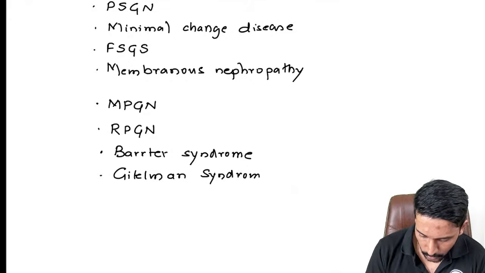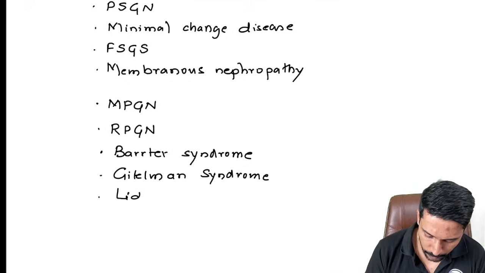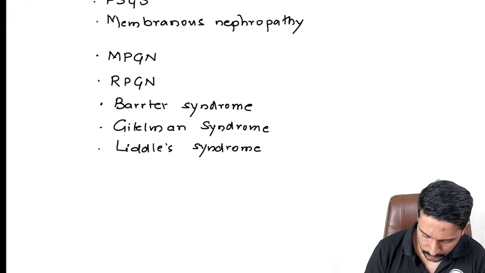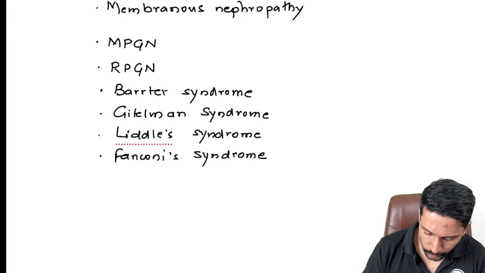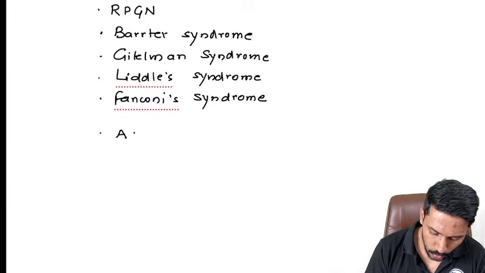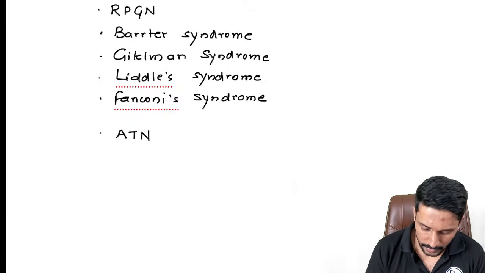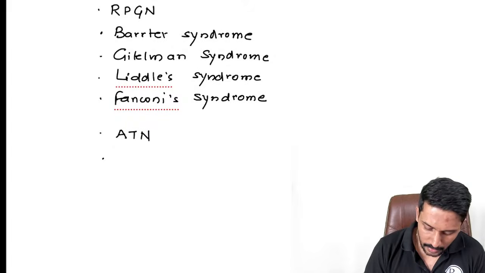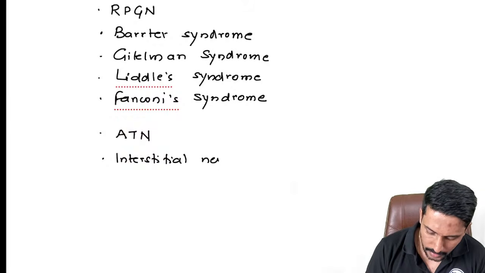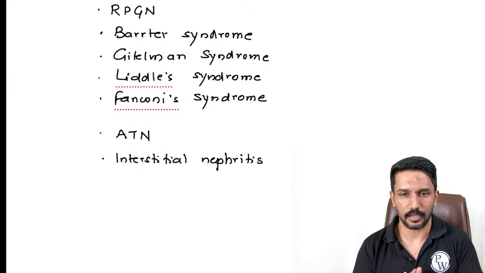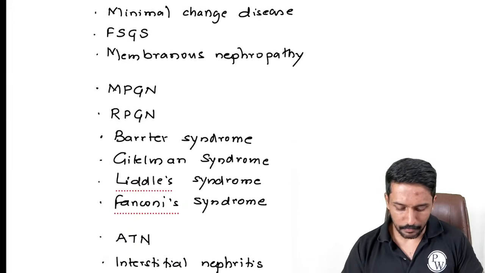Some of you might have heard about Fanconi syndrome. Some of you might have heard about something called as Liddle's syndrome. Some of you may be also familiar with a term called as acute tubular necrosis, and few of us might be knowing an entity called as interstitial nephritis. Now all of these are disorders of the kidney, right? But they are affecting different structures.